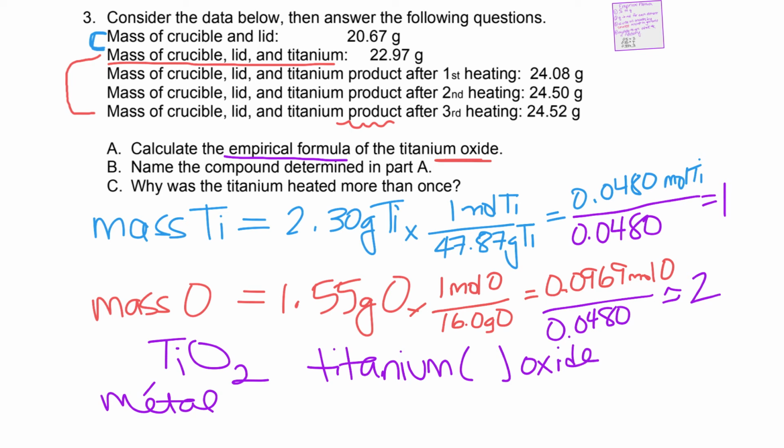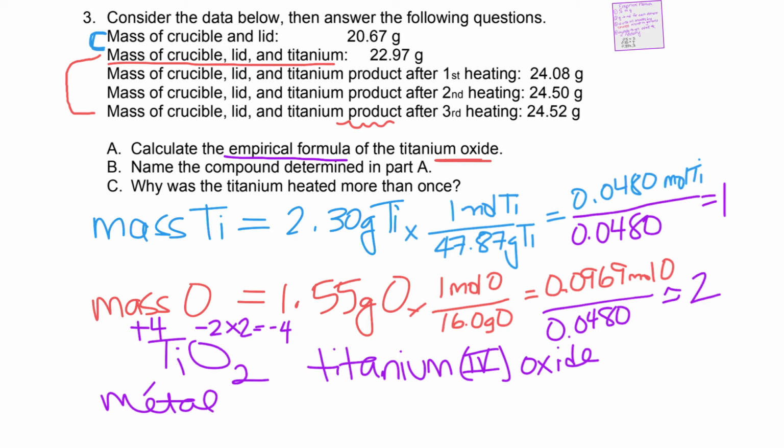Oxide has a -2 charge. There are 2 of them, so it's going to have a -4 charge. That means that there's going to be a +4 charge on the titanium, so we would write an IV for Roman numeral 4 for the name, titanium(IV) oxide.